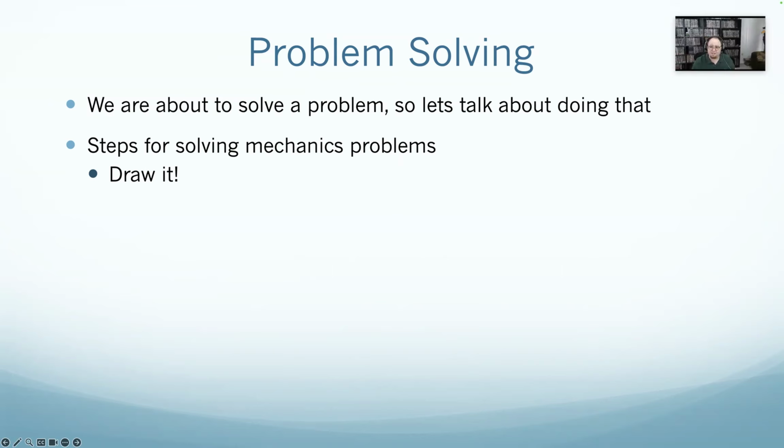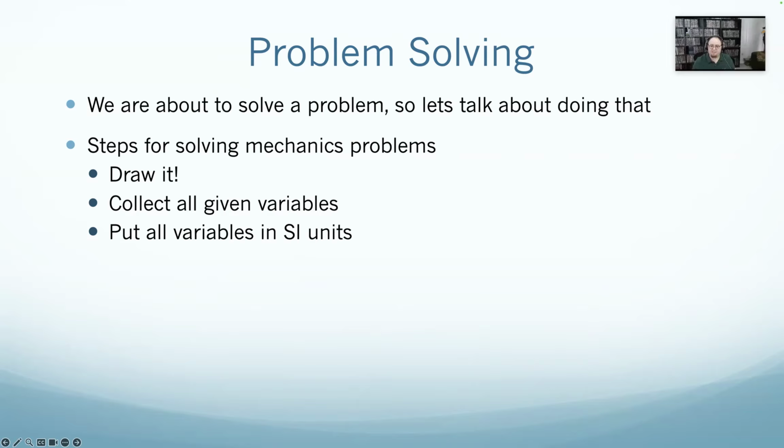Take that block of text and collect all your variables. Collect everything given and write it down with those symbols. D equals this. T equals this. V equals this. And include whatever you're solving for. I know this is something equals question mark. So like T equals question mark. After you do that, make sure everything is in SI: meters, kilograms, seconds.